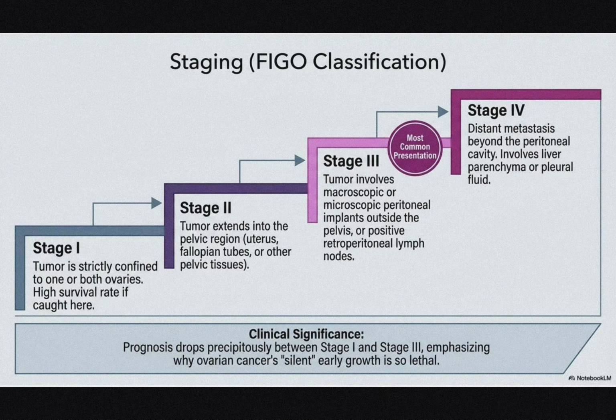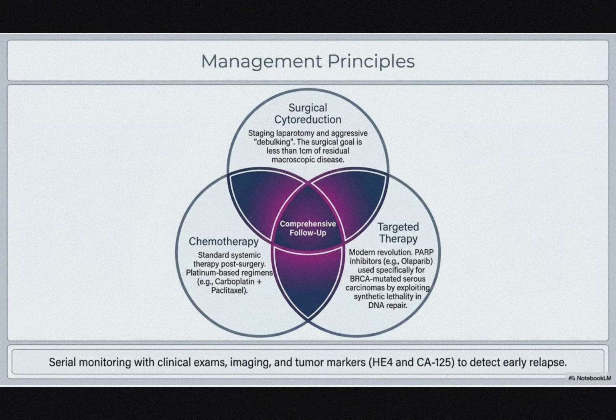Next we have stage 4. Distant metastasis beyond the peritoneal cavity, involves liver parenchyma or pleural fluid. Clinical significance, prognosis drops precipitously between stage 1 and stage 3, emphasizing why ovarian cancers are silent early. Growth is so lethal. So how do we manage it?